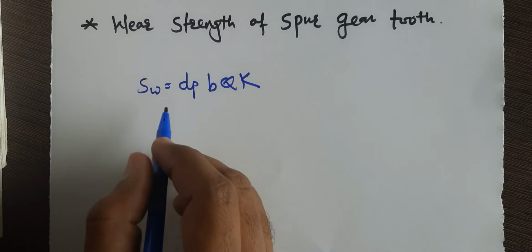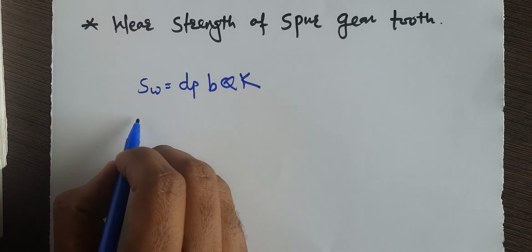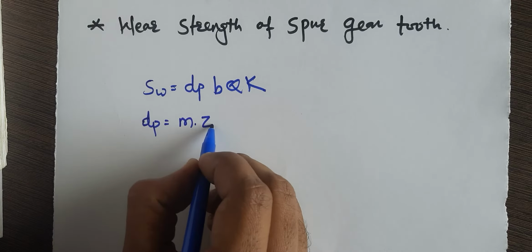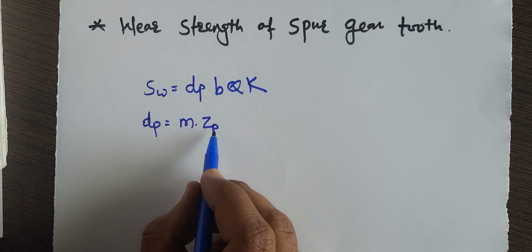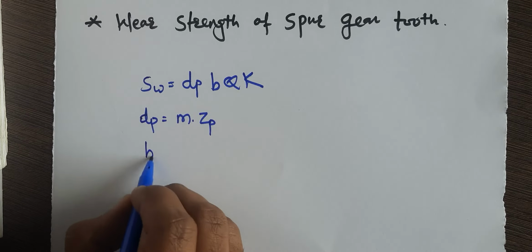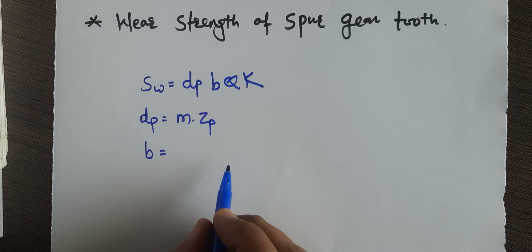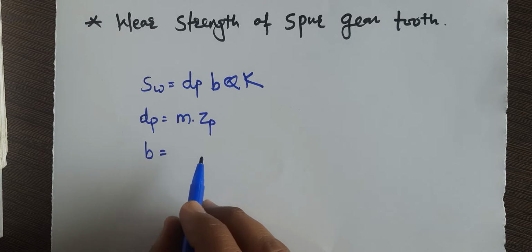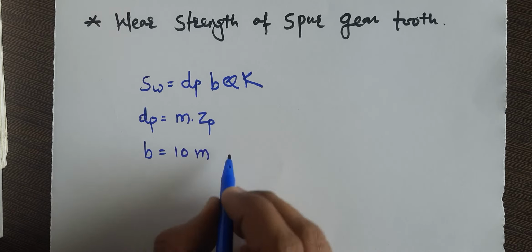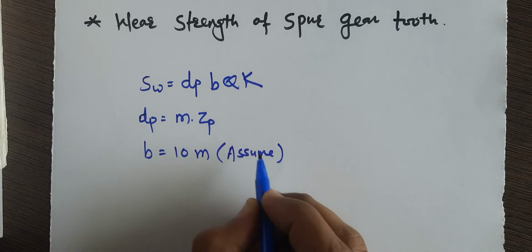Okay, so now dp you can calculate from module and number of teeth on pinion. So you can calculate dp by m into zp, where m is module and zp is the number of teeth on pinion. Now b is the face width, and face width is normally given in terms of module, like 10 module, 9 module, 11 module. If it is not given, you can assume b as 10 module.